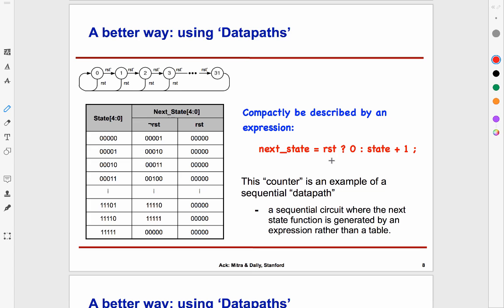So what this is allowing us to do is that we are no longer thinking of the state as a bunch of nodes in a graph among which we are jumping, although we could, nor are we thinking of it in terms of a truth table. We are just thinking in terms of some expressions in a pseudocode-like fashion.